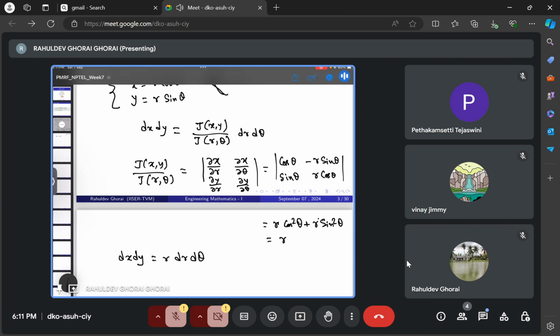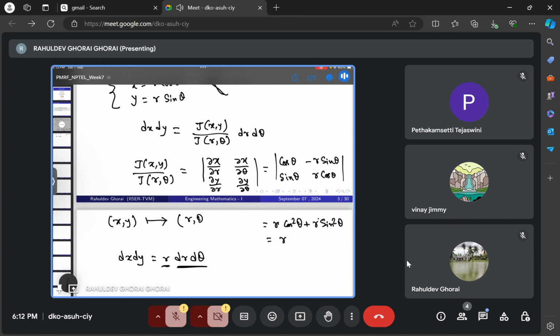When you change from the Cartesian, or rectangular, coordinate to the polar coordinate r theta, your dx dy will not just be dr d theta. People make that mistake. An r factor will also come, due to this Jacobian. I hope all of you have already gone through the lecture notes at least once, whatever Professor Jitendra Kumar is teaching.